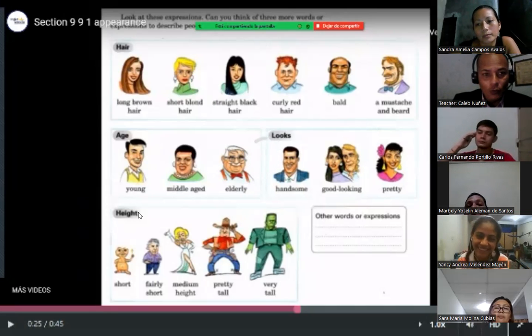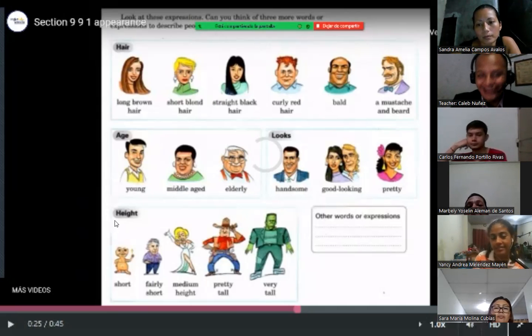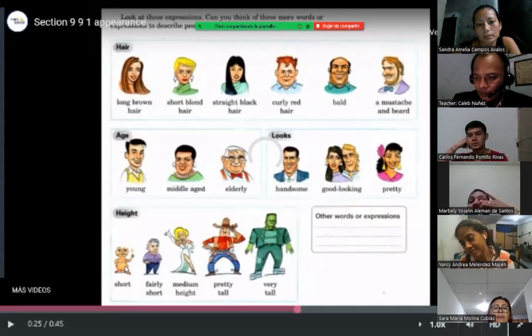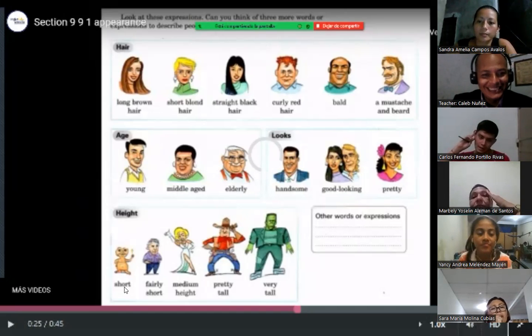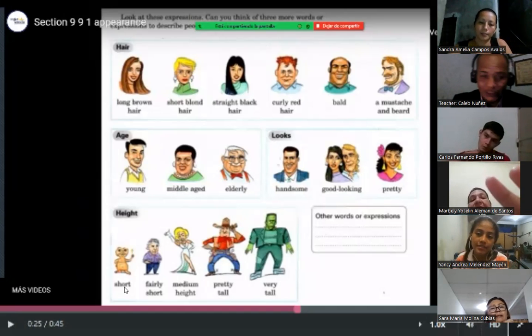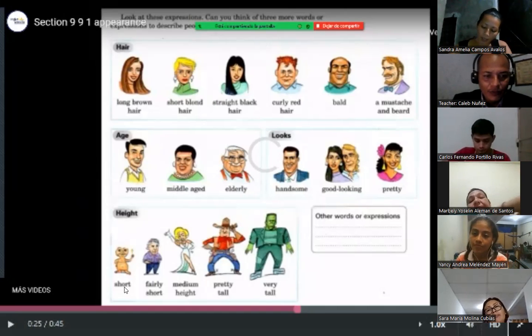O podemos decir, what's your height? Así es más fácil. What's your height? Which means altura, right? Height. Okay, repeat: short. Short.